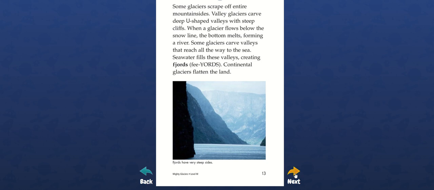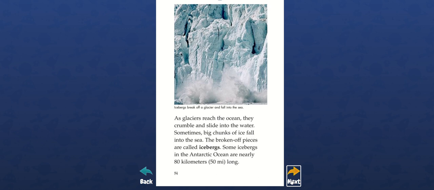Valley glaciers carve deep U-shaped valleys with steep cliffs. When a glacier flows below the snow line, the bottom melts, forming a river. Some glaciers carve valleys that reach all the way to the sea. Seawater fills these valleys, creating fjords. Continental glaciers flatten the land.